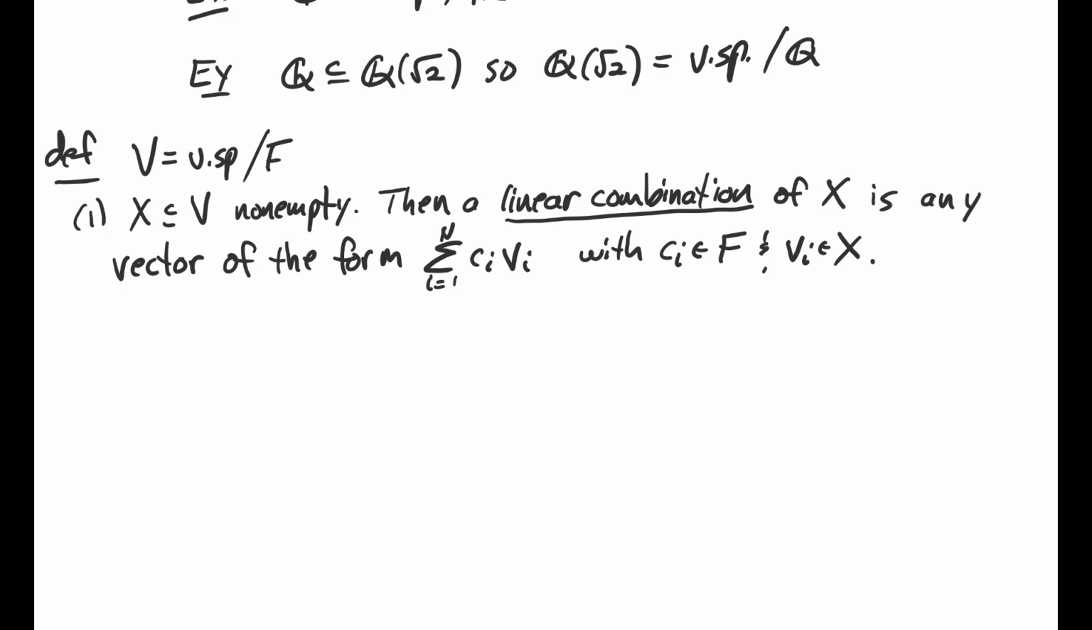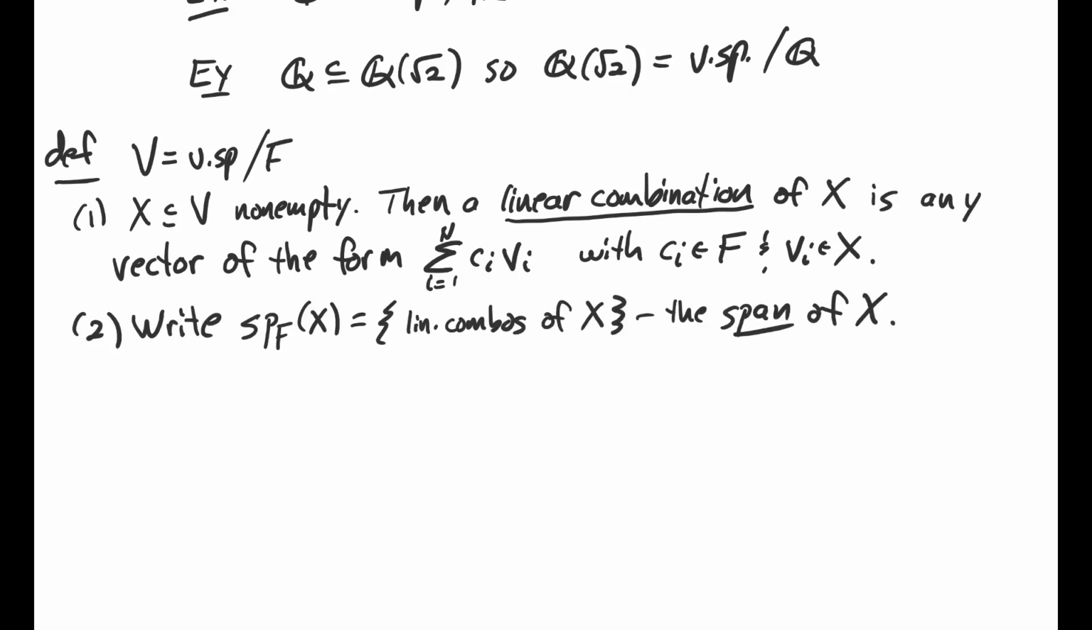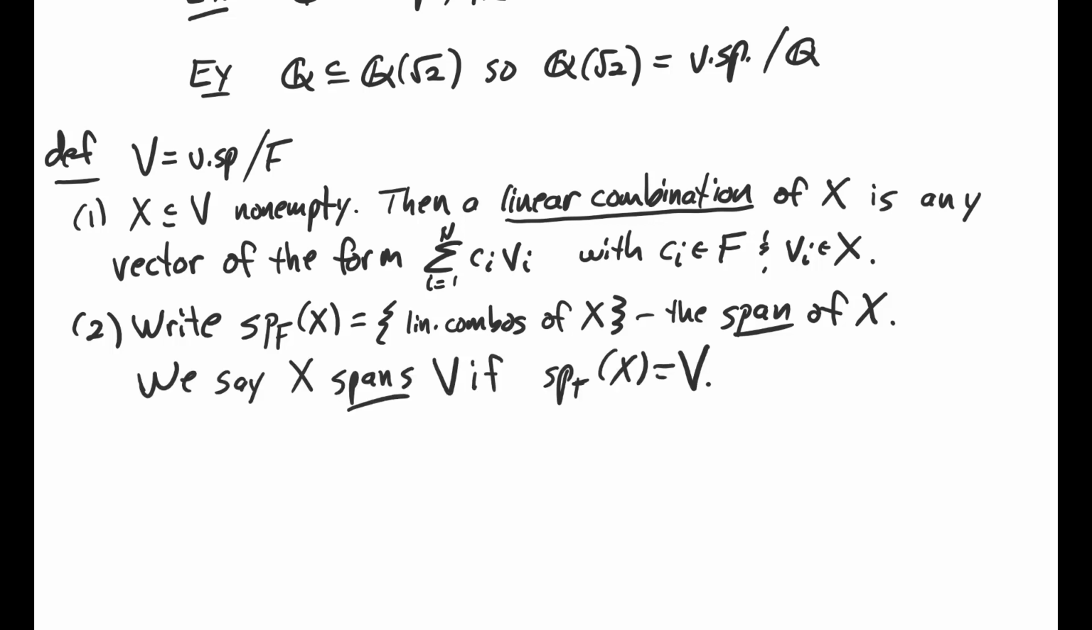So a linear combination of these vectors is anything that's a sum of Ci Vi for any scalar Ci in your field and any vector Vi in X. This is any finite sum of the vectors in X, even if X happens to be infinite. So we'll write Sp(X) for the span of X, meaning the set of all the linear combinations. And we'll say that X spans V if the span is all of V.